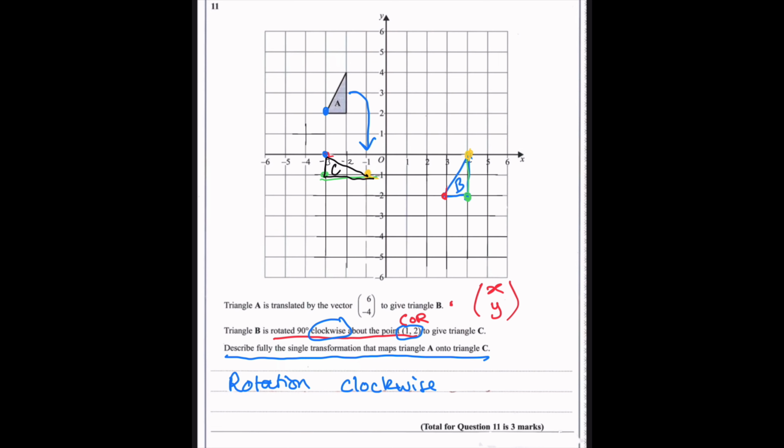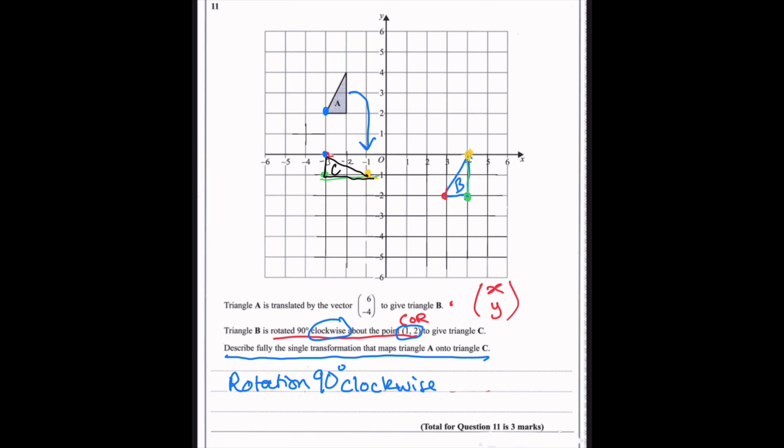So halfway there. So we've got rotation clockwise. By how much? It's 90 degrees. And then how do I find the center point for this transformation? Okay, where does it rotate around?